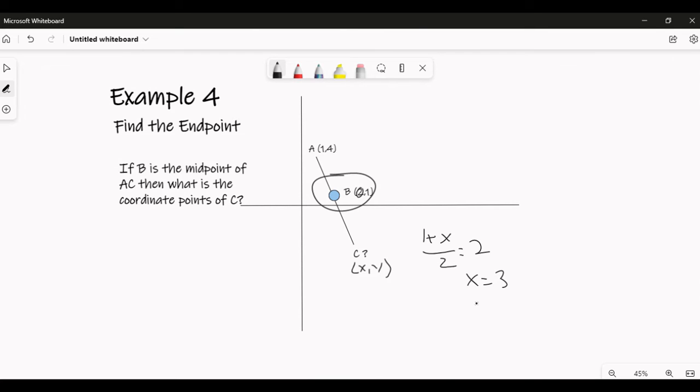And we do the same thing for y. The average of 4 and y, so 4 plus y divided by 2, would equal the y coordinate of B, which is 1. If we simplify that, we get 4 plus y equals 2, and then y equals negative 2. So the coordinates of C would be 3 comma negative 2.